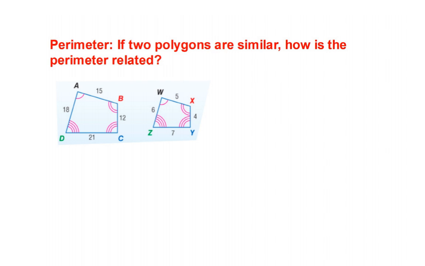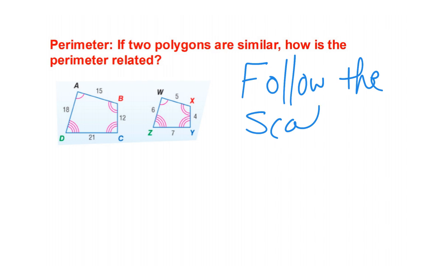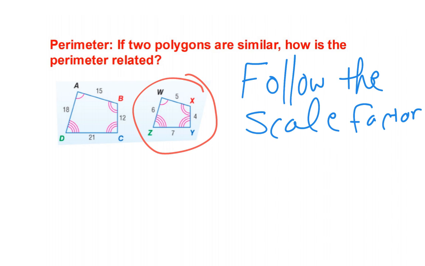Next one, perimeter. If two polygons are similar, what do you think happens with their perimeter? Yeah, they follow that ratio. They follow the scale factor. All right, so watch this. What's the perimeter of the small one? Because we want to make it easy on ourselves. 5 plus 4 plus 6 plus 7. 22. We're not going to add up the other one.